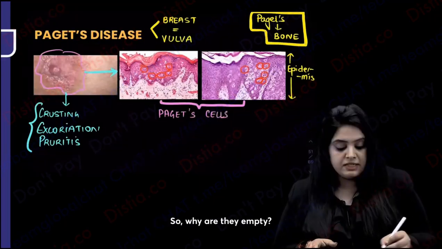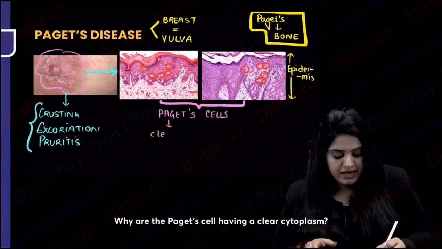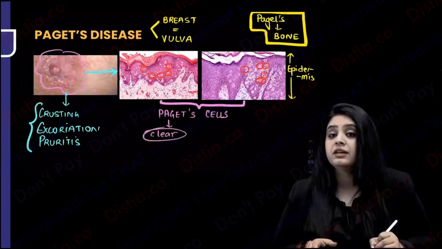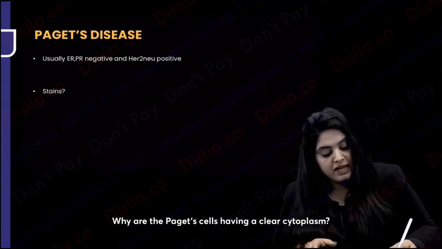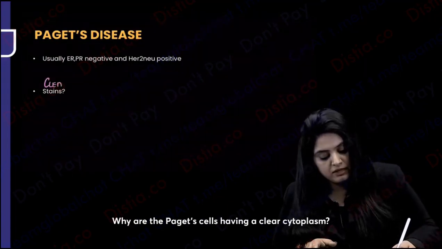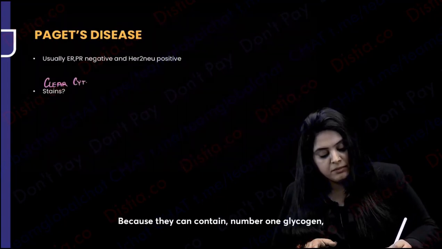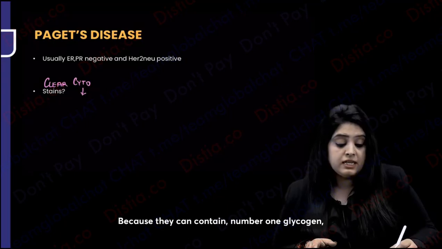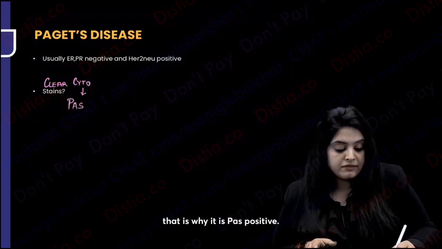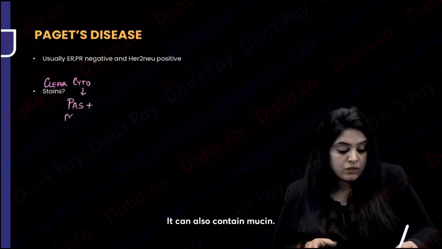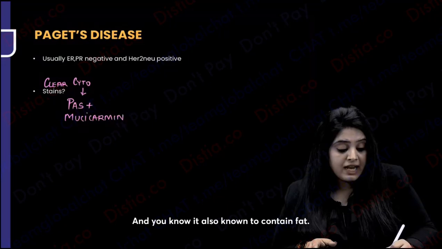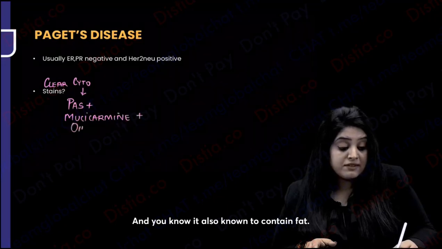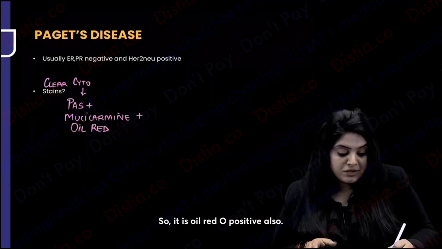So why are they empty? Why are the Paget's cells having a clear cytoplasm? Because now you will remind me of all the stains. Because they can contain number 1 glycogen, that is why it is PAS positive. It can also contain mucin, so it is mucicarmine positive, and it is also known to contain fat. So it is oil red O positive also.